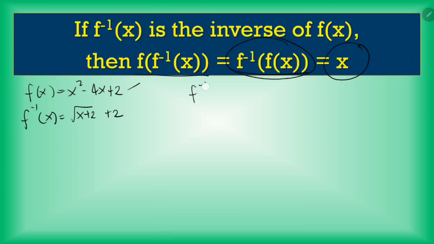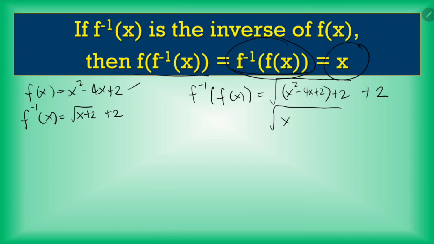So, we have f inverse of f of x which is equal to, so ang ating inverse ay square root of x plus 2. So, si x papalitan natin ng x squared minus 4x plus 2. And then, we have the plus 2. Again, huwag kakalimutan na dapat umaabot yung square root natin. Doon. Yan. So, you can see this is plus 4. So, we have x squared minus 4x plus 4 plus 2.